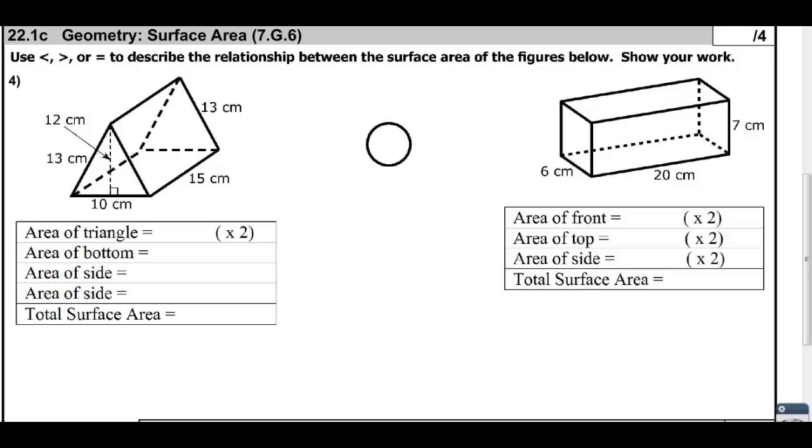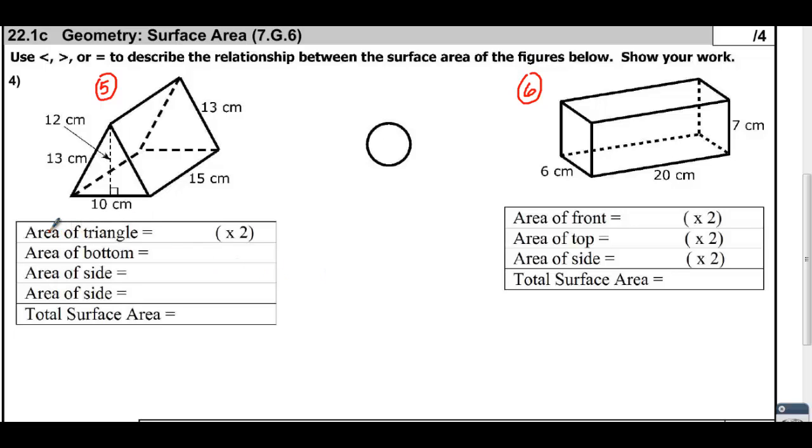So whenever doing surface area, we want to break the problems down. Now, the first thing that I like to do is make sure I know how many sides I'm looking at. Any triangular prism, this is a triangular prism, has 5 faces, 5 sides to it. Any rectangular prism, cereal box, Kleenex box, shoe box, any of those is going to have 6 sides.